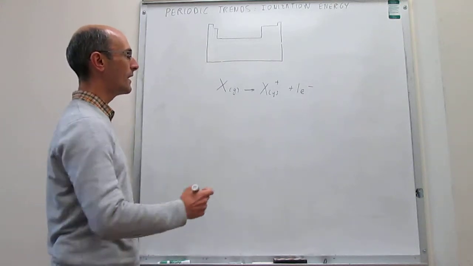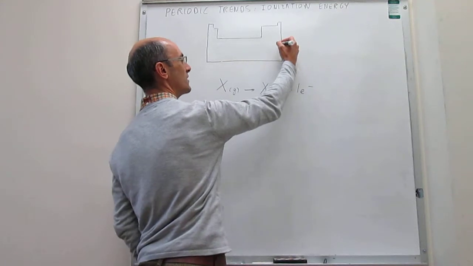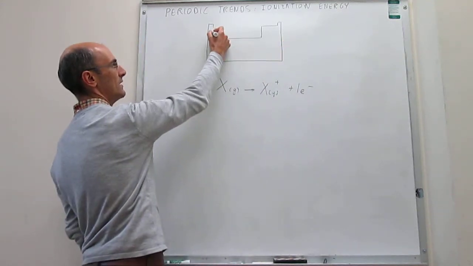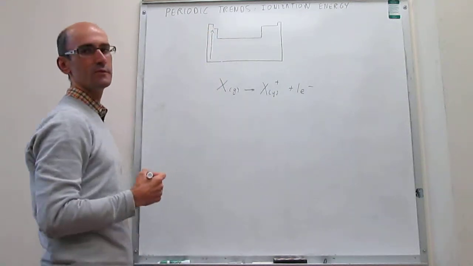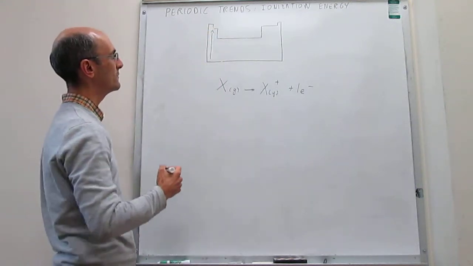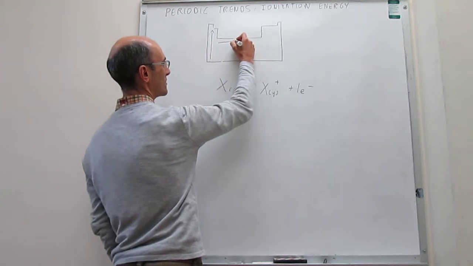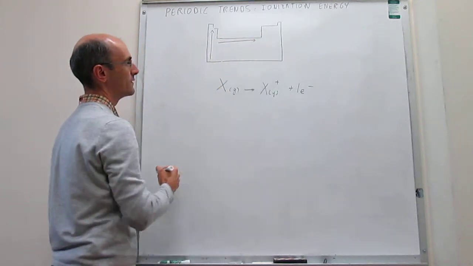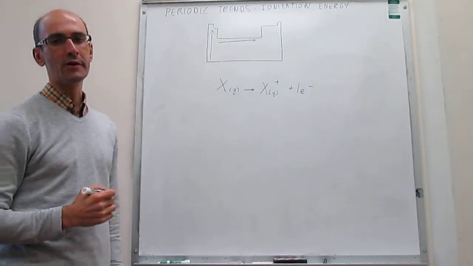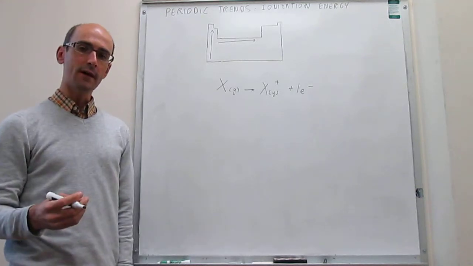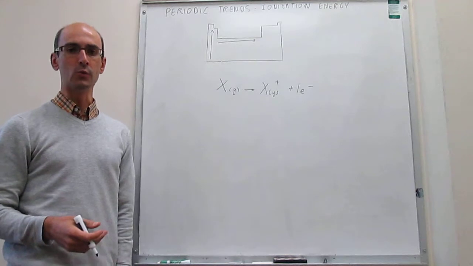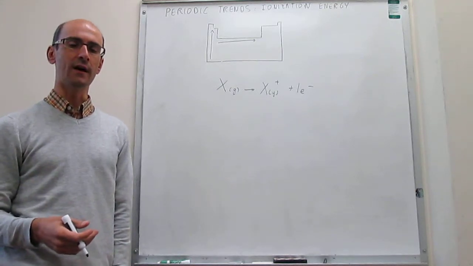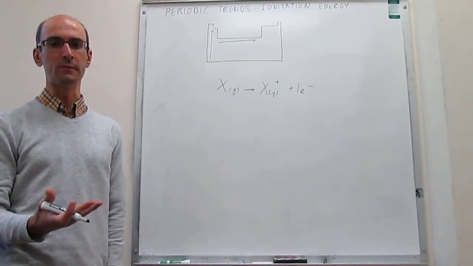Now, the variation of the ionization energy across the periodic table is as follows. The ionization energy increases as you move from the bottom to the top of the periodic table in a group, and it also increases as you go from left to right in the periodic table. The reasons for these trends are very similar to the reasons that we have used to explain the variation in atomic radii across the periodic table.